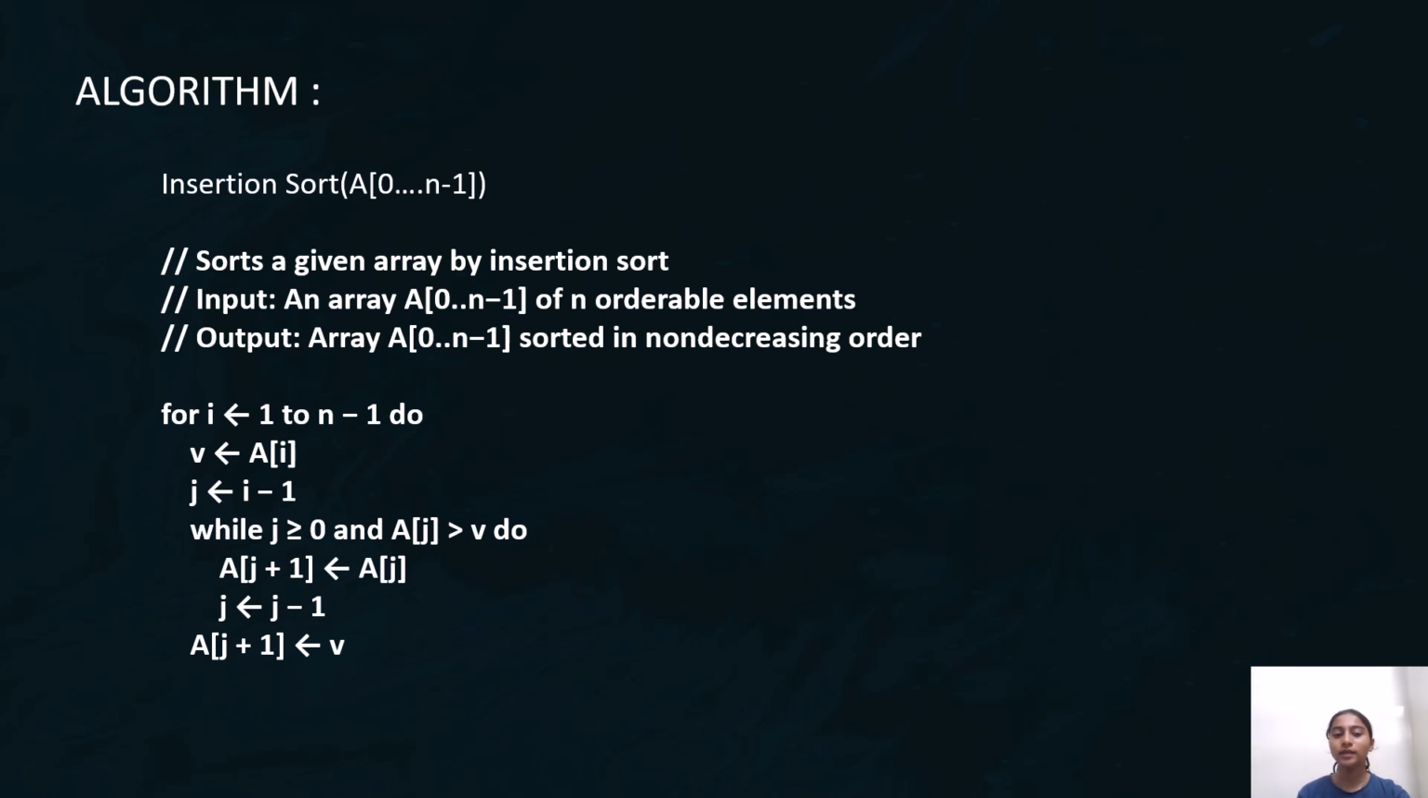Then as long as we are not at the start of the array and the element at position j is greater than the key, we keep shifting the larger element to the right. Next, the element at position j is shifted one step to the right. Now again we will compare the next element to the left, and once the correct position is found, we insert the key element there.